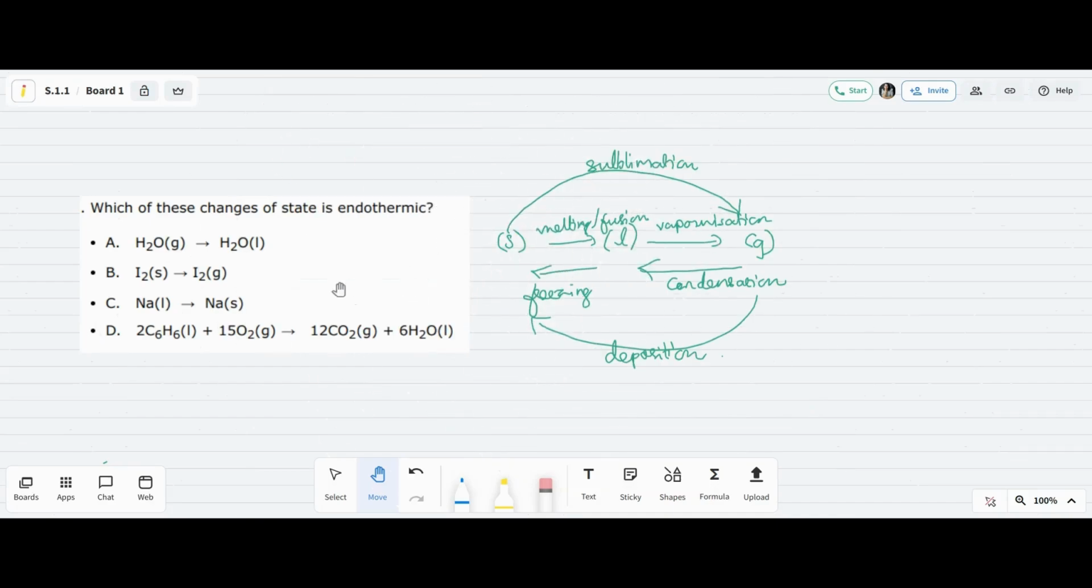Which of these changes of state is endothermic? All the changes of state that go in this direction, that's solid to liquid, liquid to gas, or solid to gas, absorb heat, and that's endothermic.